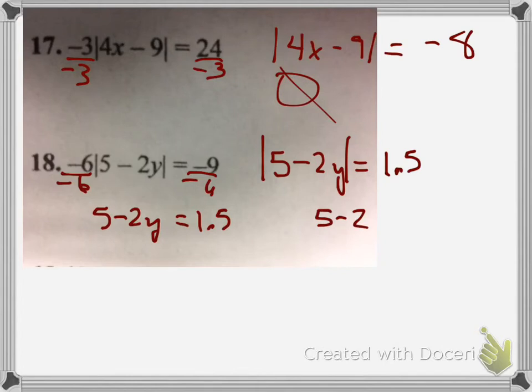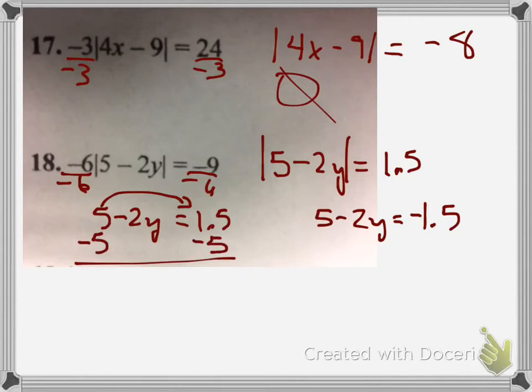5 minus 2y is equal to negative 1.5. So this 5 has got to move over and it's positive, so I'm going to subtract 5. So I get negative 2y is equal to negative 3.5. That's a negative. And then I'm going to divide by negative 2. So y would equal positive 1.75.